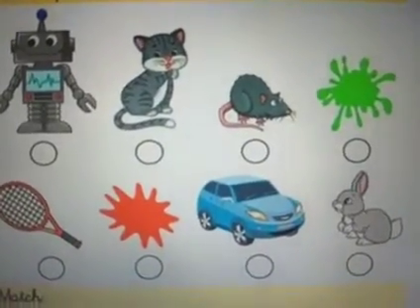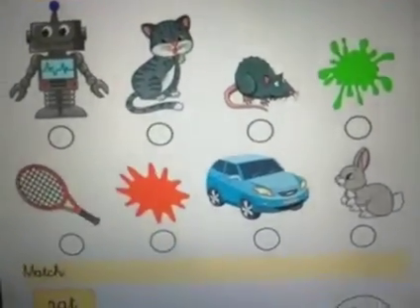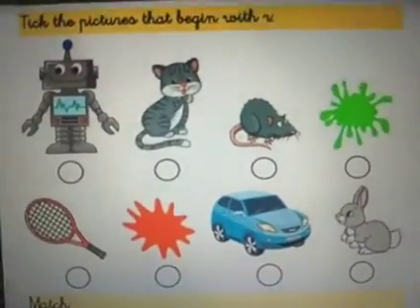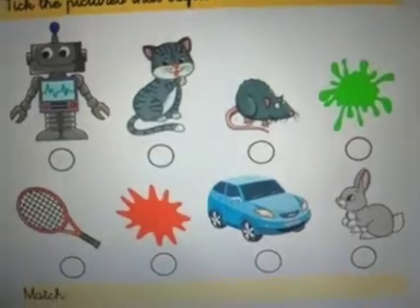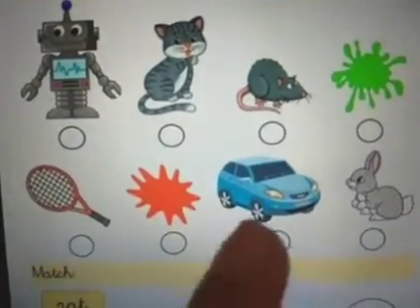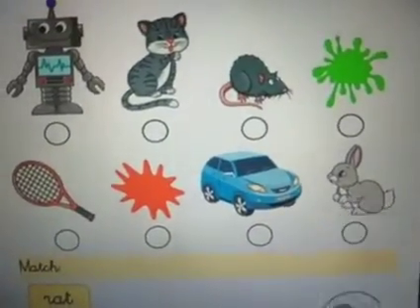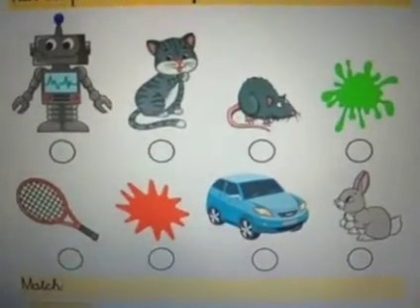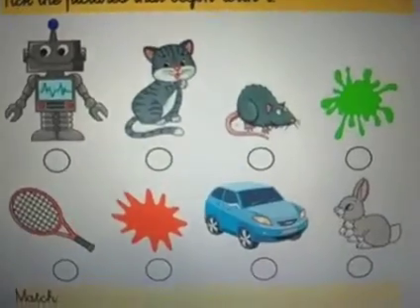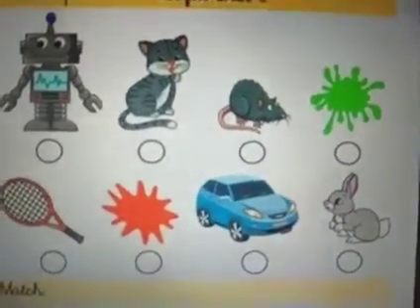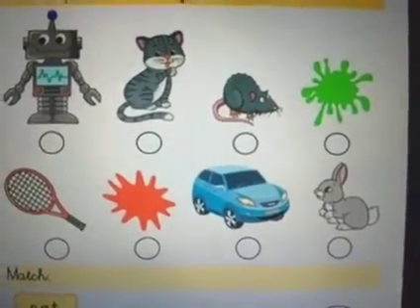Yes, k, r. And the ending sound is r, car. Yes, but here we have to tick pictures only that begin with the sound r. Yes, so you just cross the picture. It begins with the sound k. The next one is a picture of a rabbit. R, rabbit. Yes, it begins with the sound r. Yes, so you tick the picture.